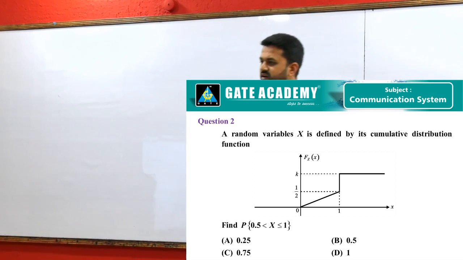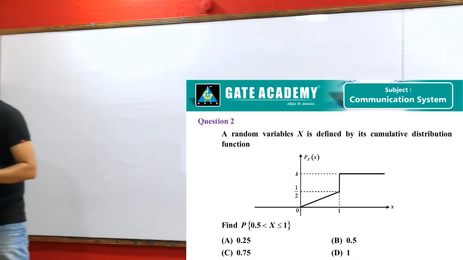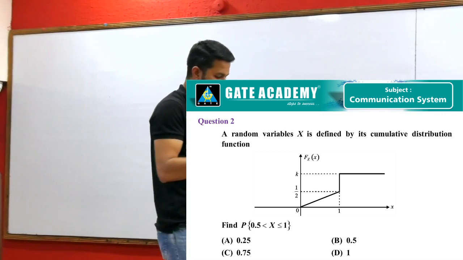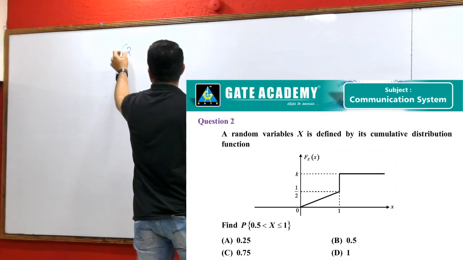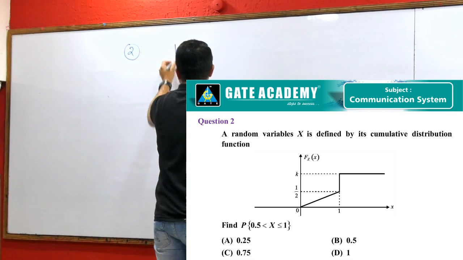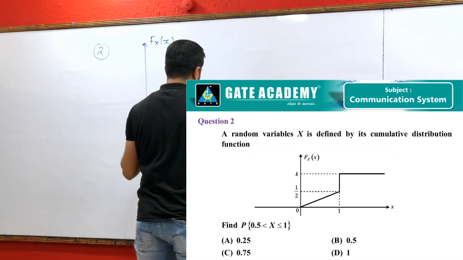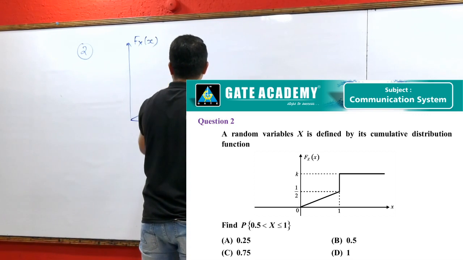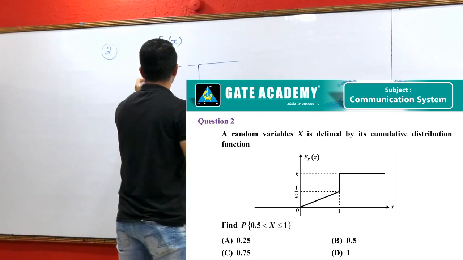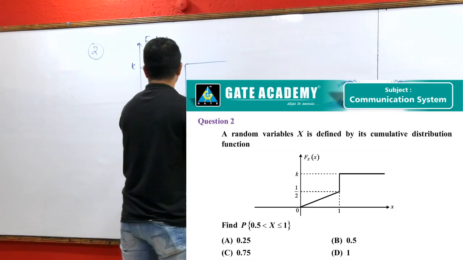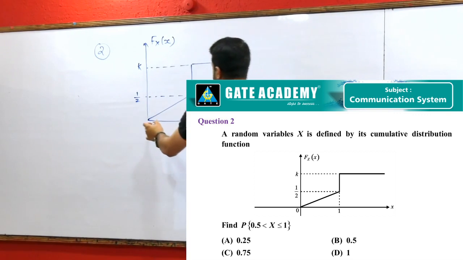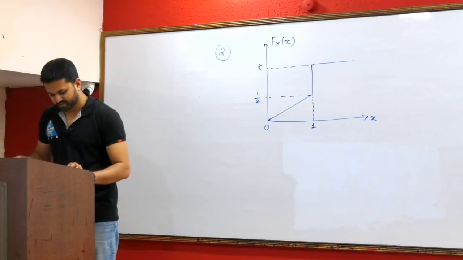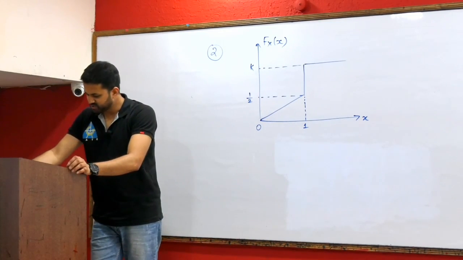So question number 2. Sanidhya Saxena is getting answer A. Answer A is 0.25. Ketan is getting 0.75. The CDF is given for the random variable x, and it is given as this: this is the value k, and this is 1, and it is equal to 1 by 2. So two students are getting option A, and Ketan is getting option C, 0.75.